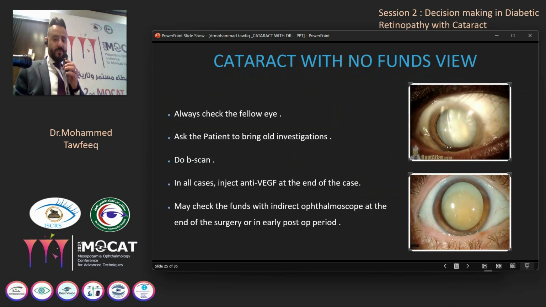Cataracts with no fundus view, as in these cases, always check for the fellow eye. Always ask the patient to bring all assessments, do B scans. For me, in all cases with a mature cataract, I go for phaco. For all cases, after doing the B scan, I just ensure the retina is in place, and I go for phaco injection at the same time.